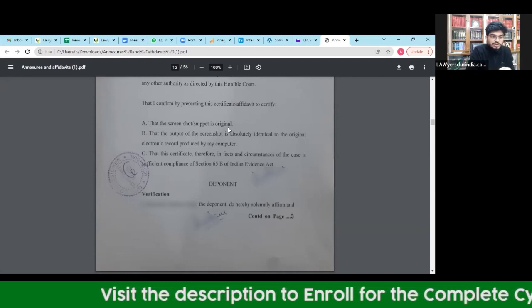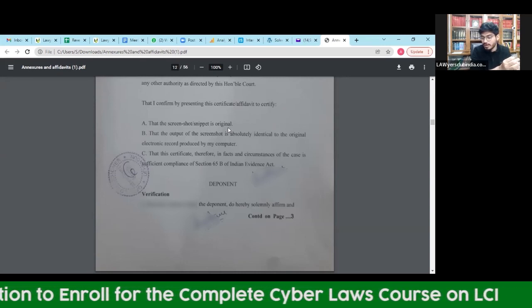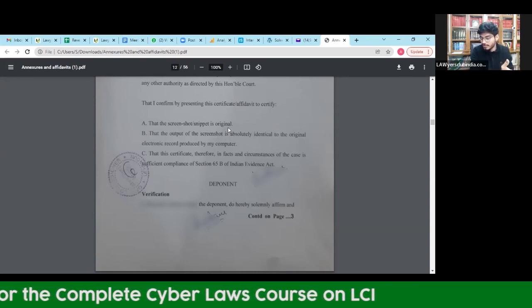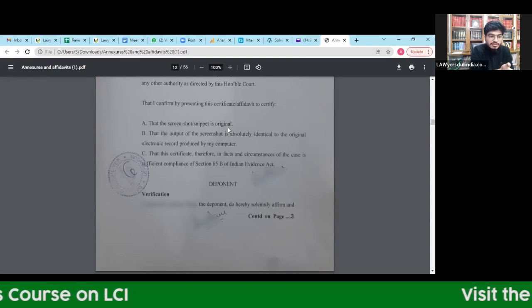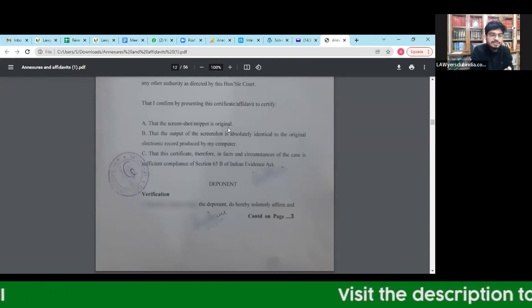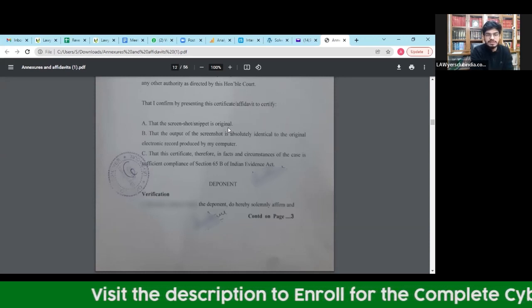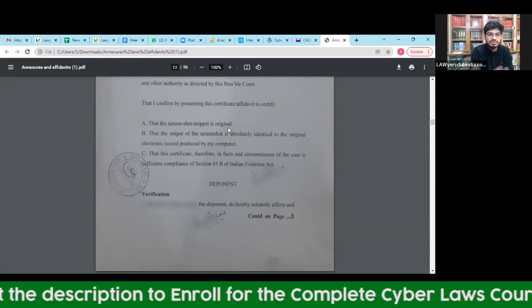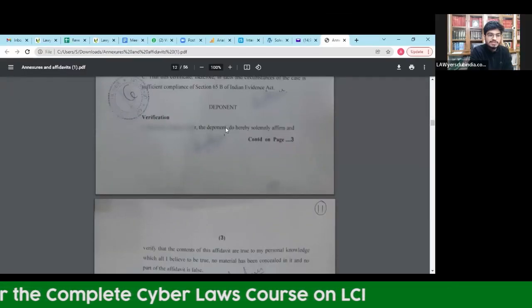Now, you have been told about the accuracy, which you have talked about in 65B(2)(c), where you will talk about the accuracy of the contents. You say that I will bring the original. Then you also talk about the facts and circumstances being sufficient compliance of 65B. That is just a statement, because the section wants you to certify that everything that you are putting on the certificate is true.